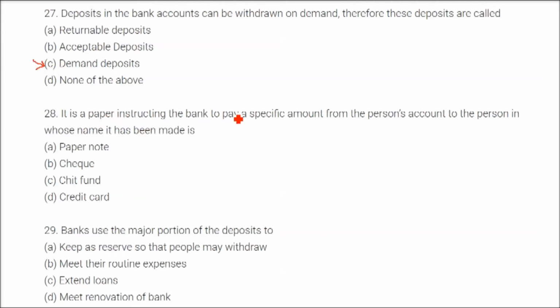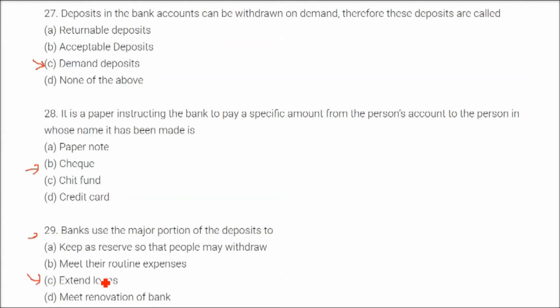It is a paper instructing the bank to pay a specific amount from the person's account to the person in whose name it has been made, and this is called a check. Banks use the major portion of the deposits to lend, to give loans. So the answer is extend loans.